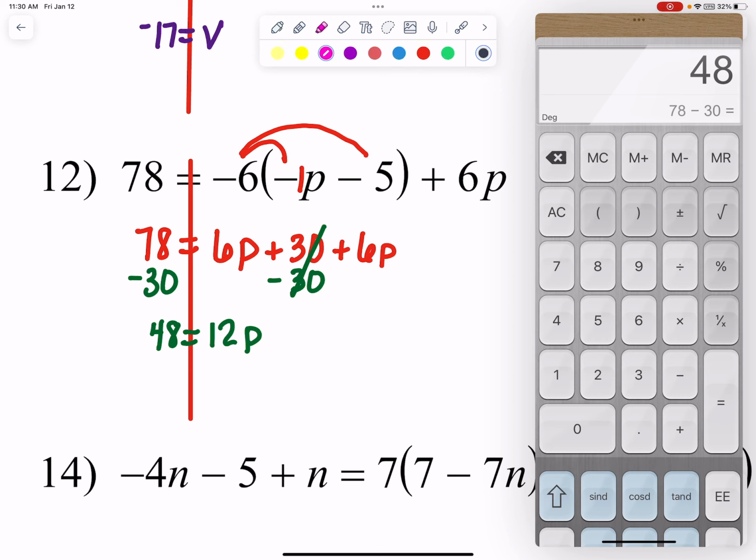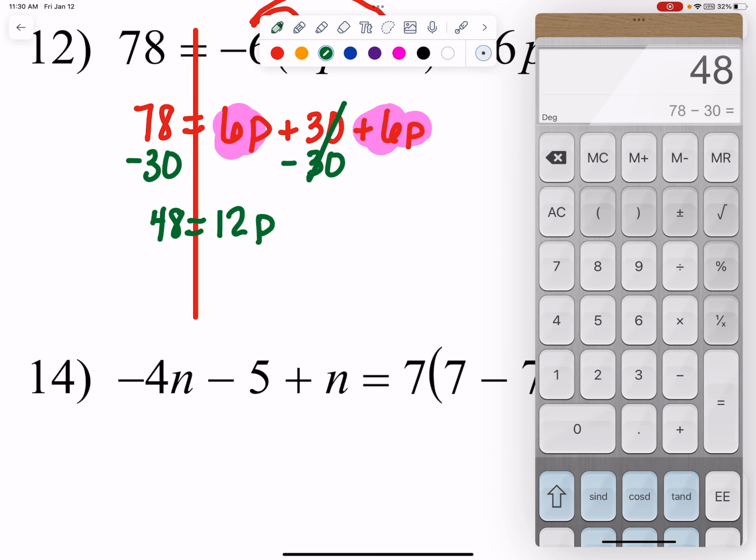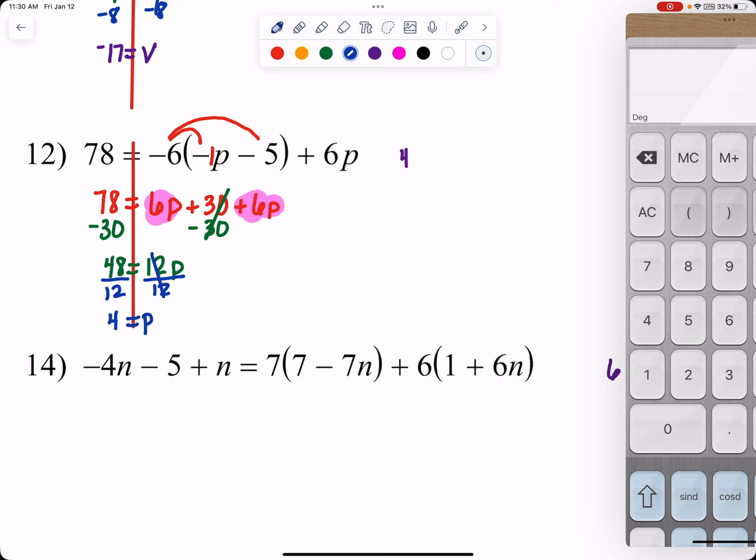Okay, and you're able to do that if they're on the same side with each other. All right, and then we can go ahead and divide by 12 because we have p times 12. That goes away, and we're left with p equals 4. Okay, and that's what we were supposed to get, so we're good.